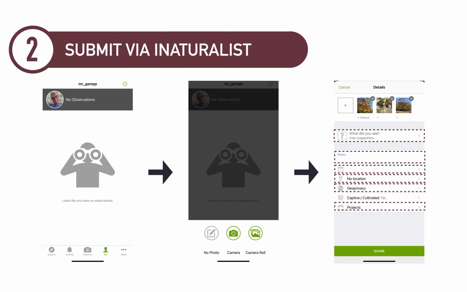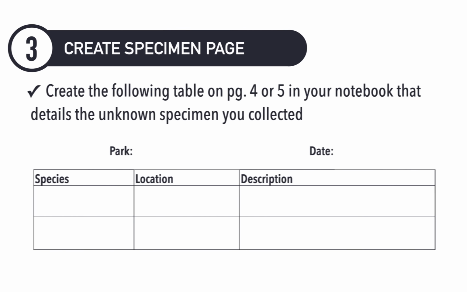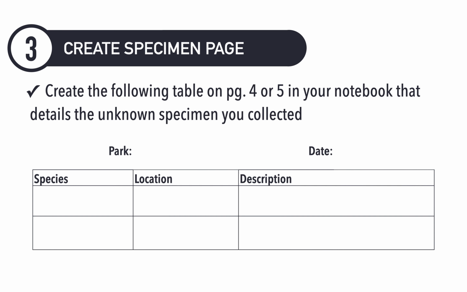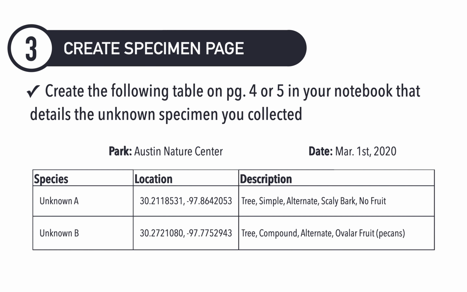In addition to iNaturalist, you will need to record your observation in your project notebook as 1. A data table, and 2. Provide a detailed specimen page. The table should be on page 4 or 5. It should appear just like this, including the park name, collection date, species, location, and description. Here is an example of a completed data table.